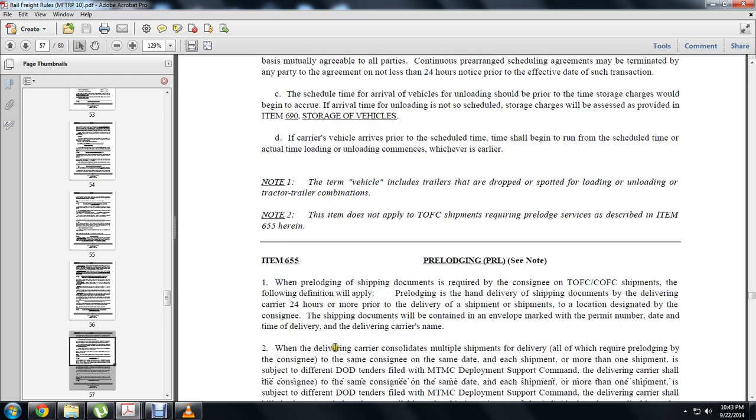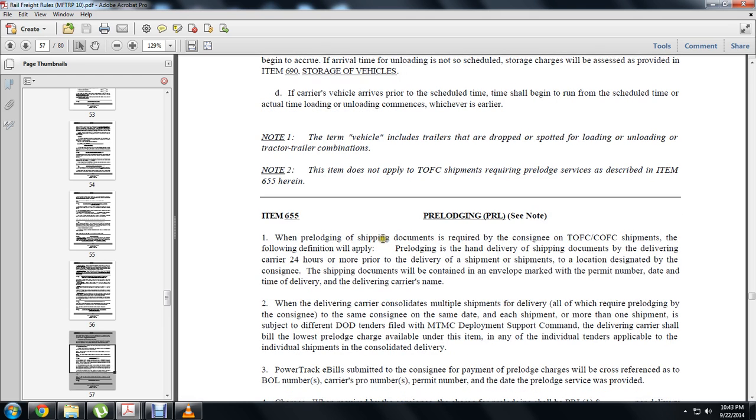Pre-lodging, PRL. Where pre-lodging of shipping documents is required for the consignment of TOFC and COFC shipments, the following definition will apply. Pre-lodging is hand delivering shipping documents to the delivering carrier 24 hours or more prior to the delivery of the shipments, at the location designated by the consignor. The shipping documents are contained in an envelope marked with the permit number, the date, and the time of delivery to the carrier. When the delivery consolidates multiple shipments, all will require that pre-lodging be consigned on the same date.